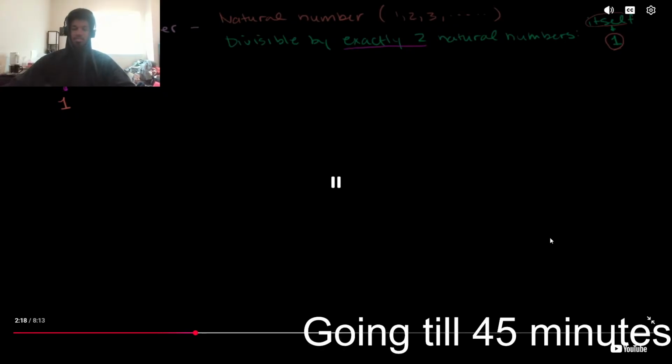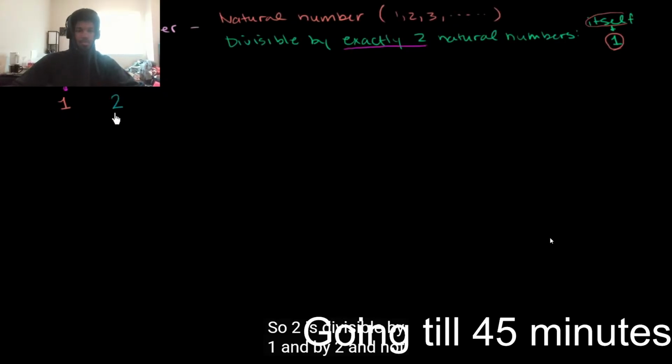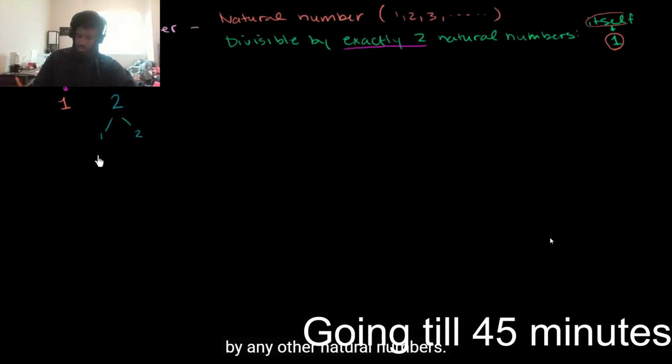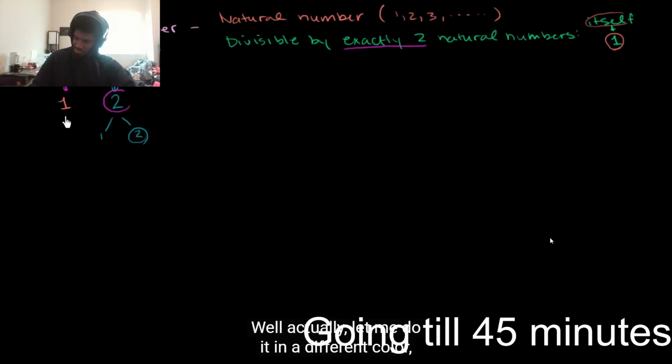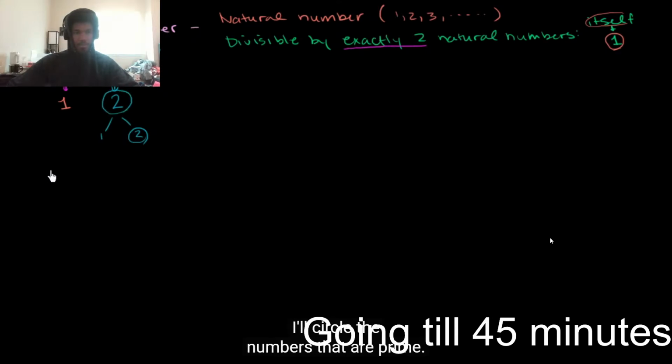Let's move on to 2. So 2 is divisible by 1 and by 2, and not by any other natural numbers. So it seems to meet our constraint. It's divisible by exactly 2 natural numbers. Itself, that's 2 right there, and 1. So 2 is prime. And I'll circle the prime numbers. Well, actually, let me do it in a different color since I already used that color. Well, I'll just circle the numbers that are prime.